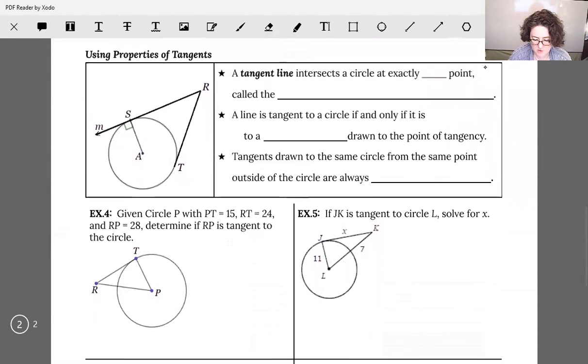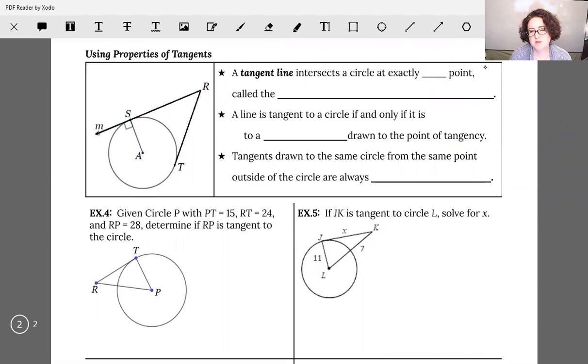The rest of our questions are going to use some properties of tangents. Now, we already looked at one really quick. So we already looked at the fact that a tangent is a line or a ray or segment that only intersects the circle at one place. So in our diagram, we have one tangent, line M, that intersects at point S, and we have another tangent, RT, that intersects at T. But specifically, we know that a tangent is always going to intersect at exactly one point. So one and only point. And technically we call that the point of tangency.